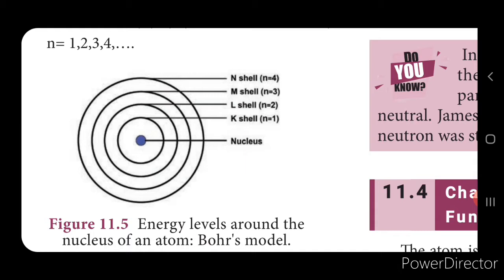The first thing is that the electrons revolve around the nucleus in circular paths called orbits, shells or energy levels. Look into the picture, children. The nucleus is at the center, isn't it? You can see different shells: K shell, L, M, N. These are the energy levels in which the electrons revolve, and these shells are given the letters K, L, M, N.